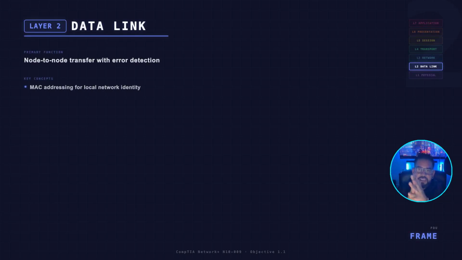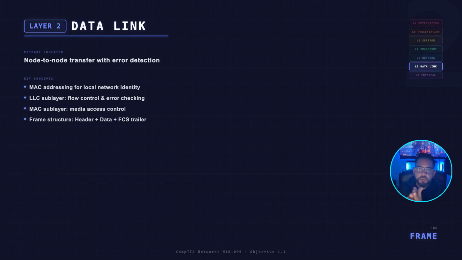Layer 2 is the data link layer. This layer is responsible for node-to-node data transfers and provides error detection and correction from the physical layer. Data link is the one that uses MAC addresses, or media access control addresses, to identify devices on the local network segment. Devices that operate at this layer include switches and bridges.